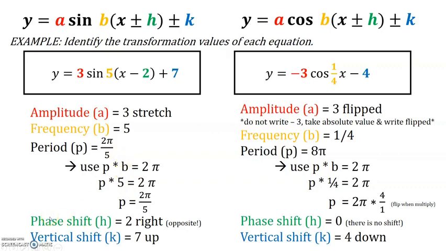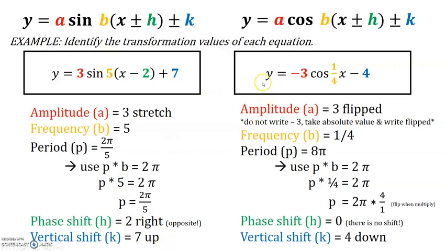Then we have our phase shift, so that's the next part of our equation. So it is a -2, which really means that we are going to the right. So we rewrite 2 and right. Then last but not least, our k value is 7. So it's 7 and it's going up.